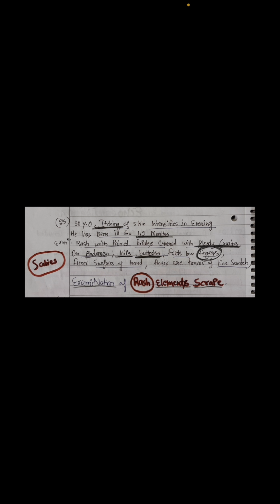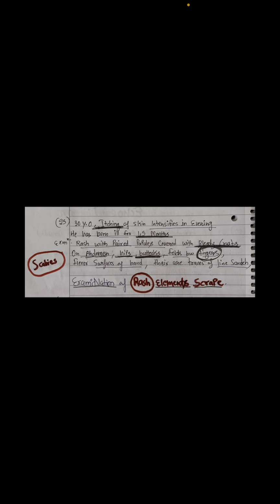Next is a 30-year-old patient having skin itching that intensifies in the evening. He has been ill for 1.5 months, and the rash with paired papules covered with bloody crust is on the abdomen, hips, buttocks, folds between the fingers, and flexed surface of the hand. There are traces of line scratches. So remember about scabies.